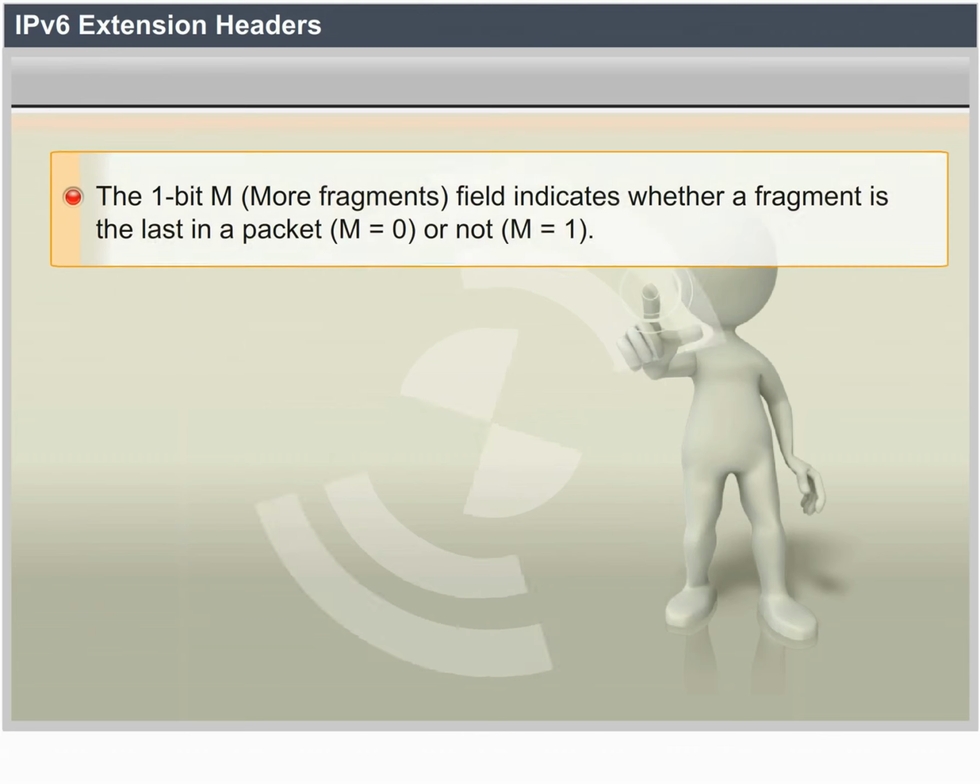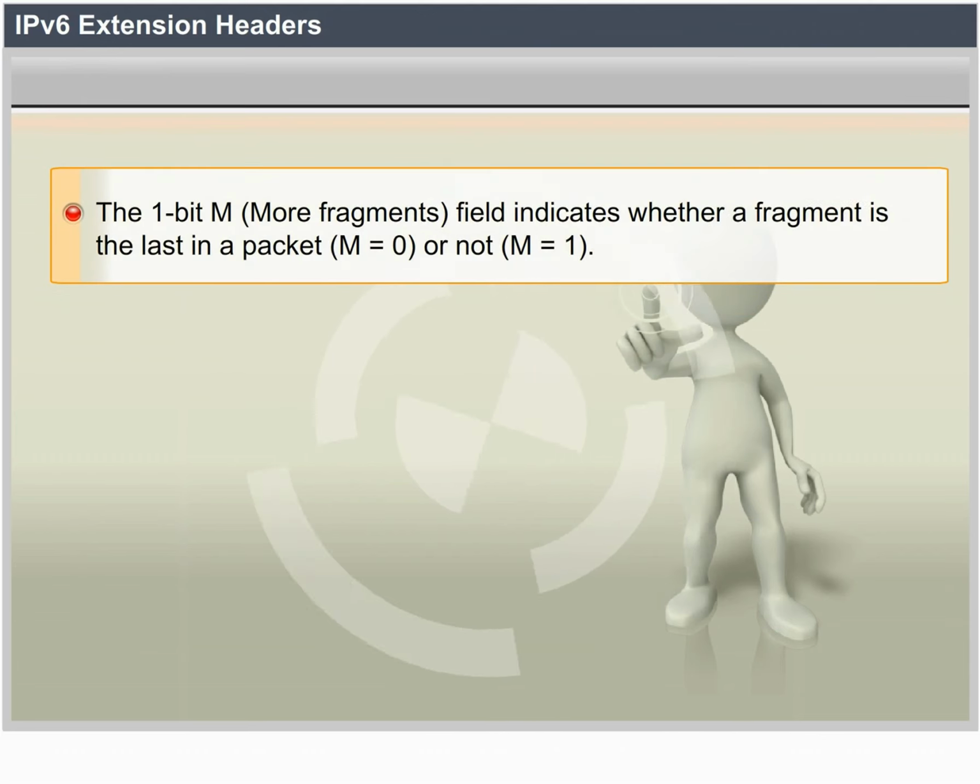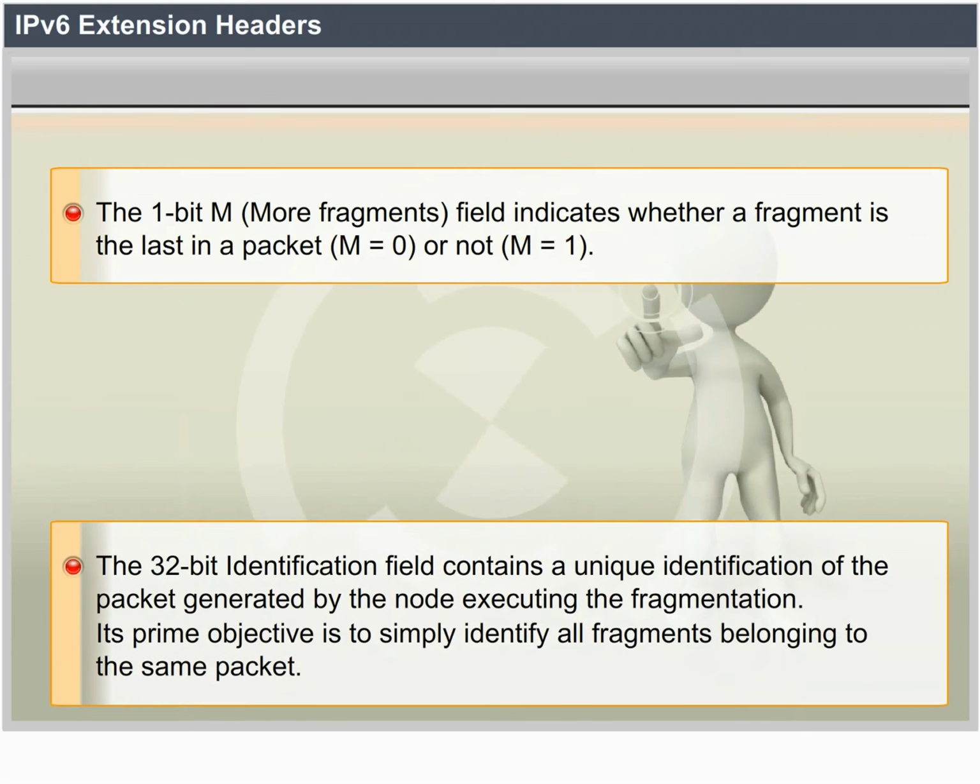The 1-bit M more fragments field indicates whether a fragment is the last in a packet. M is equal to 0 if it is the last fragment, otherwise M is equal to 1. The 32-bit identification field contains a unique identification of the packet generated by the node that executes the fragmentation. Its aim is to simply identify all fragments belonging to the same packet.